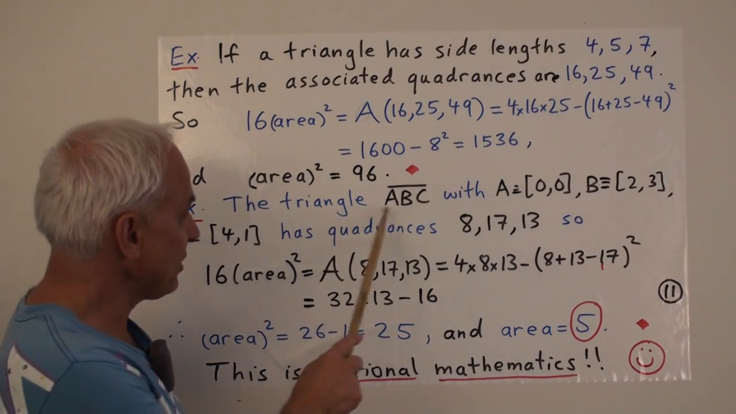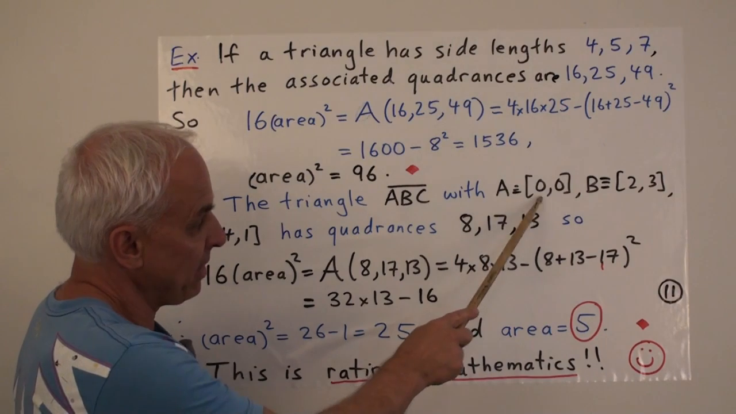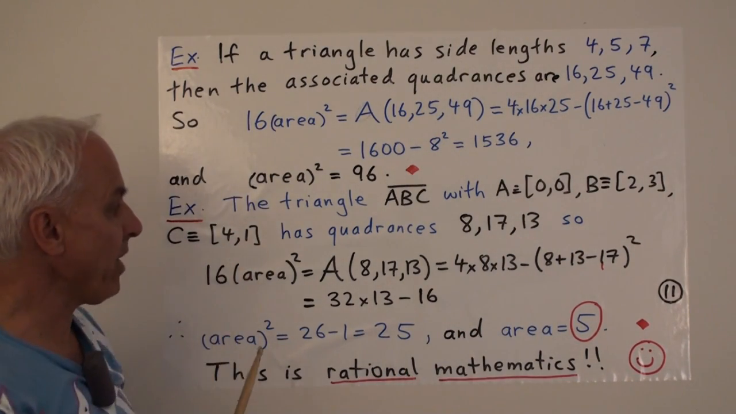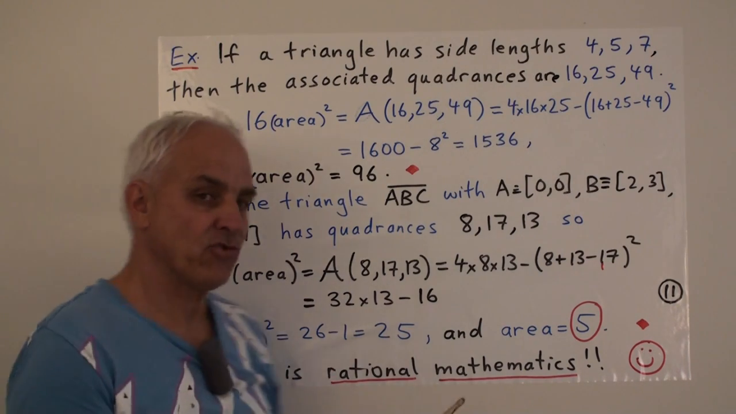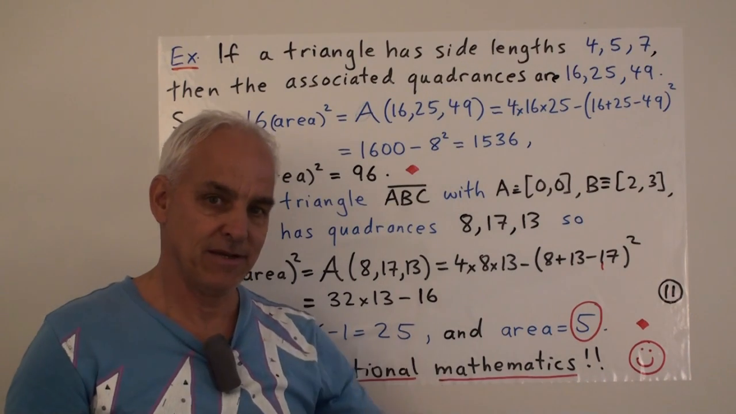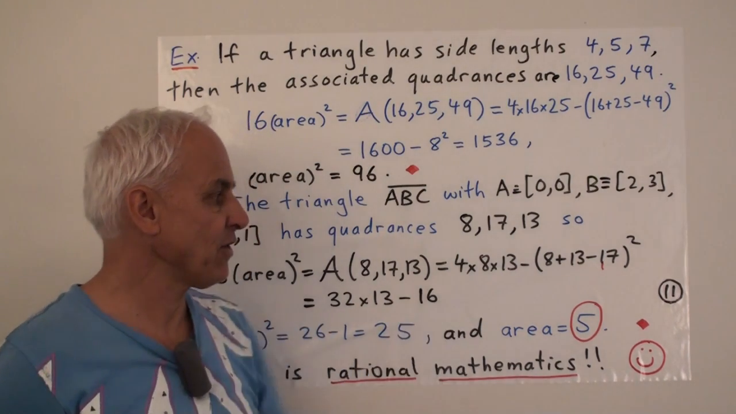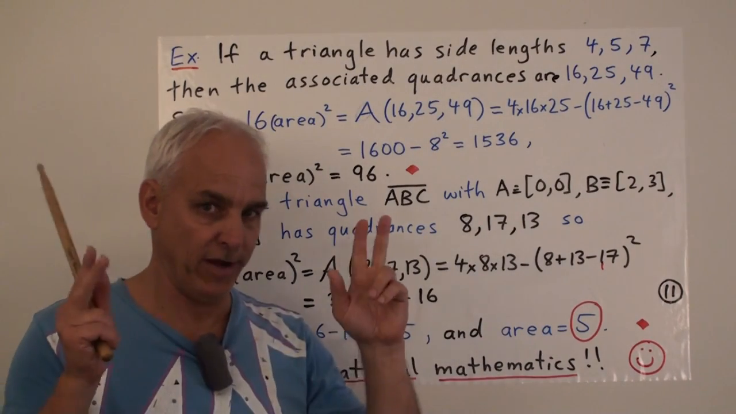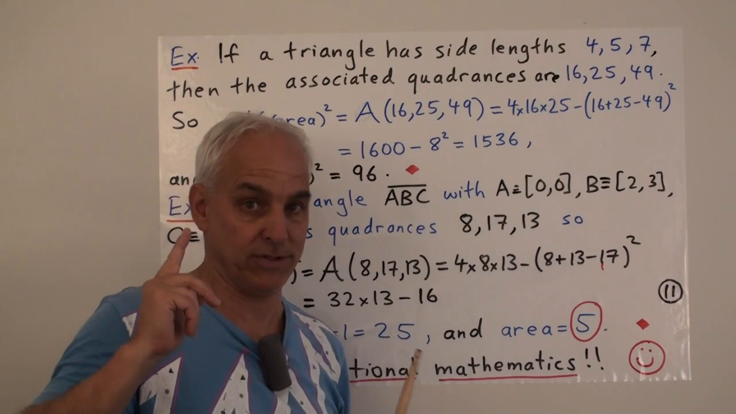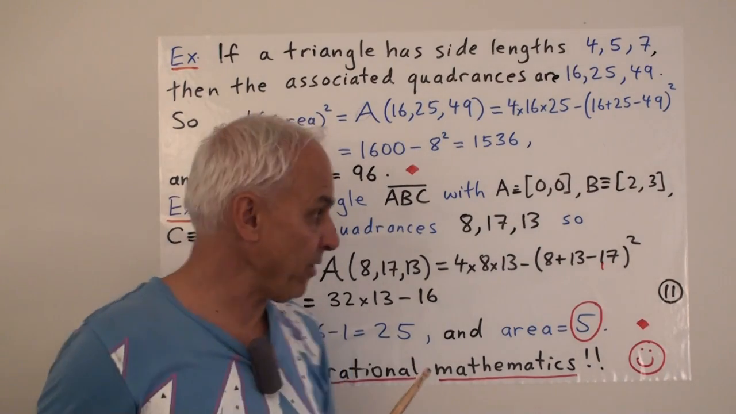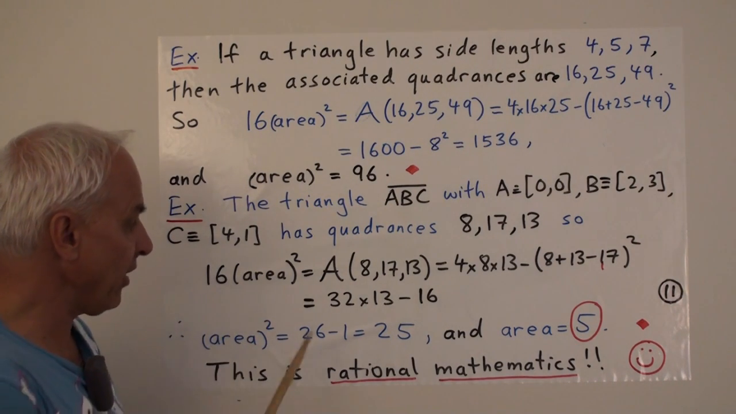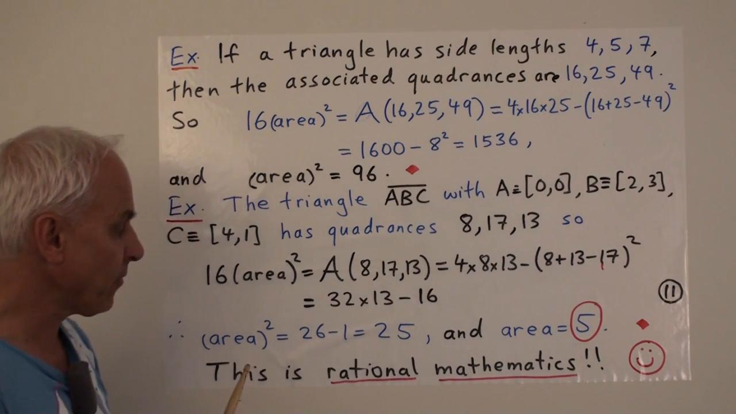The other example that we looked at was a particular triangle ABC, with A being the point 0, 0, B the point 2, 3, and C the point 4, 1. The quadrances of that triangle were 8, 17, and 13. So the lengths or the distances of the triangle were the square roots of those things. Here we're just dealing with the sums of squares without taking square roots. Vastly simpler. So according to Archimedes' theorem, 16 times the area squared is A of 8, 17, 13.